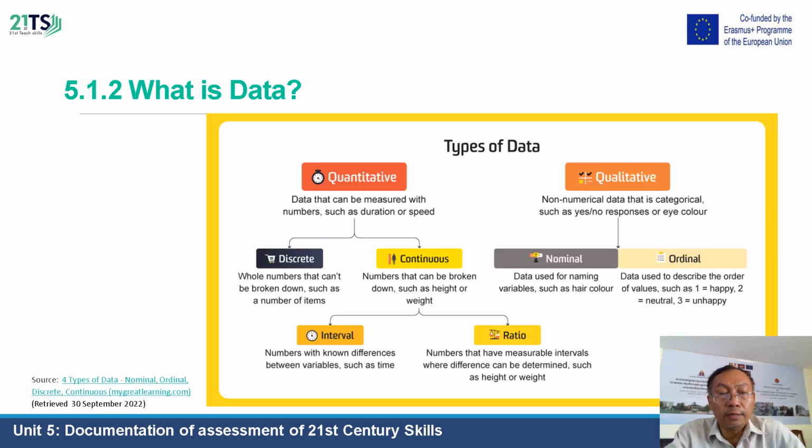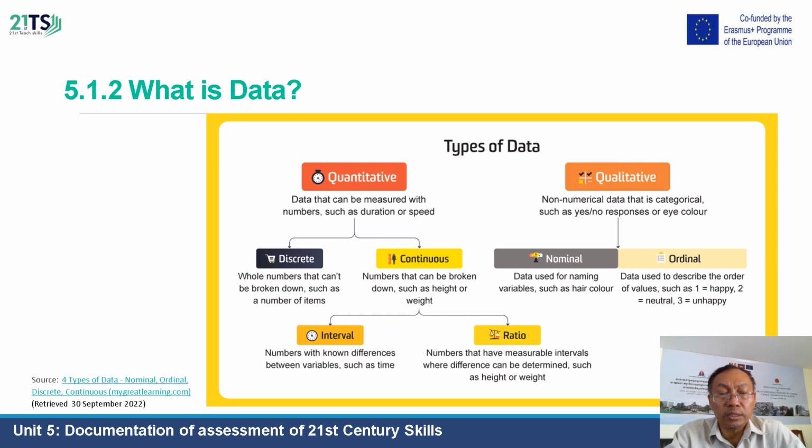Quantitative data refers to data that can be measured with numbers, such as duration or speed. This information can be further divided into discrete data and continuous data. Discrete data are whole numbers that can't be broken down, such as a number of items. And continuous data are numbers that can be broken down, such as height or weight.